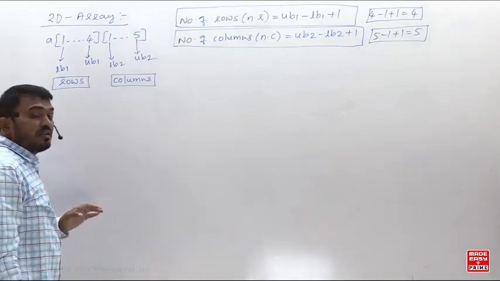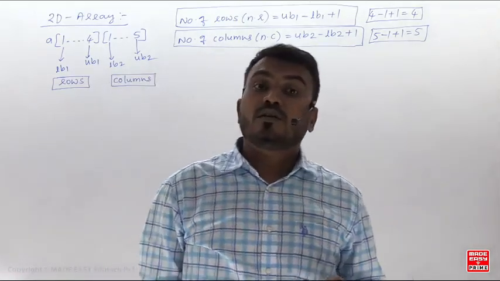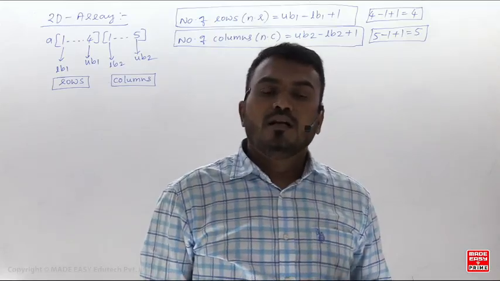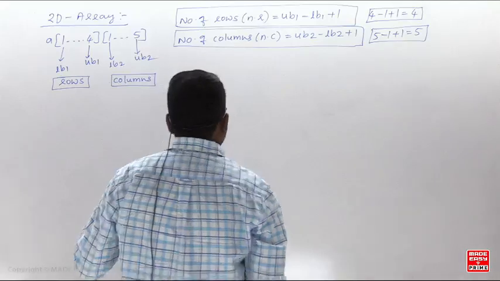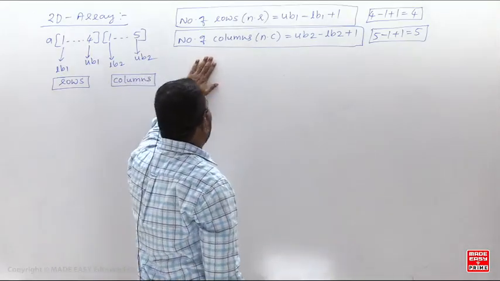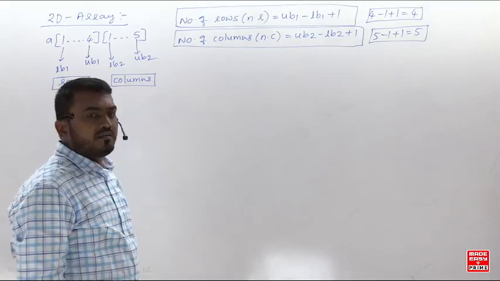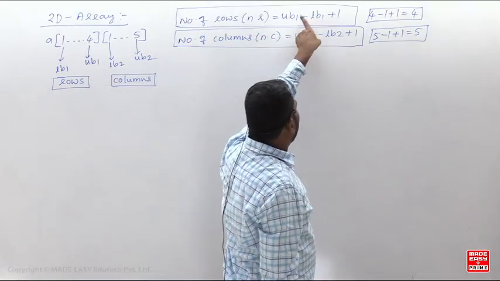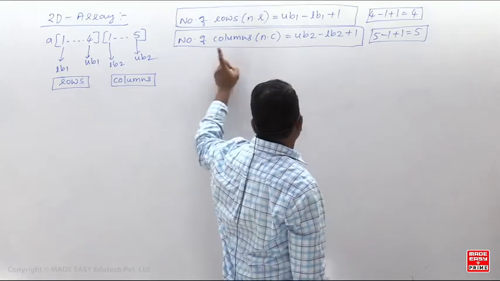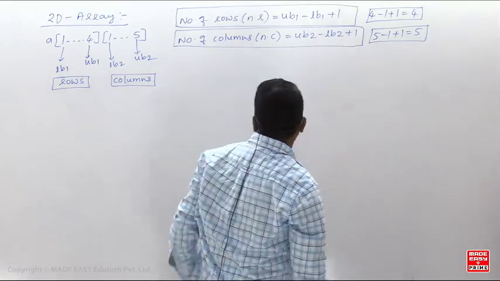But remember, if I give negative indexes, then you require the formula. Is that clear? So the formula is definitely required if I give negative indexes. Now it is actually not required, but if I give negative indexes, the formula is required. Is this clear for everyone? Right? So the number of rows formula will be UB1 minus LB1 plus 1, and the number of columns will be UB2 minus LB2 plus 1. So this is the number of rows and number of columns.